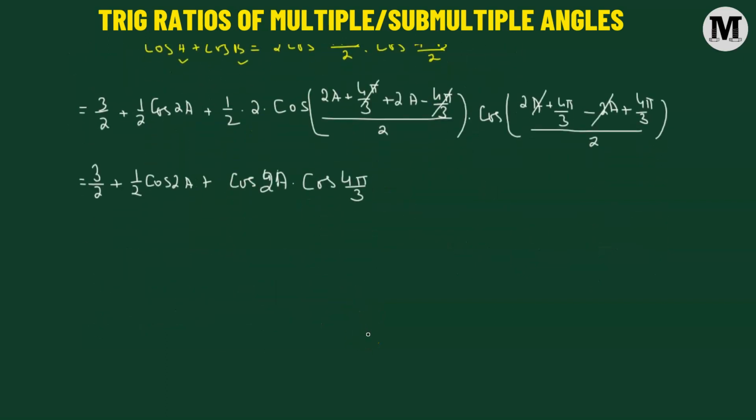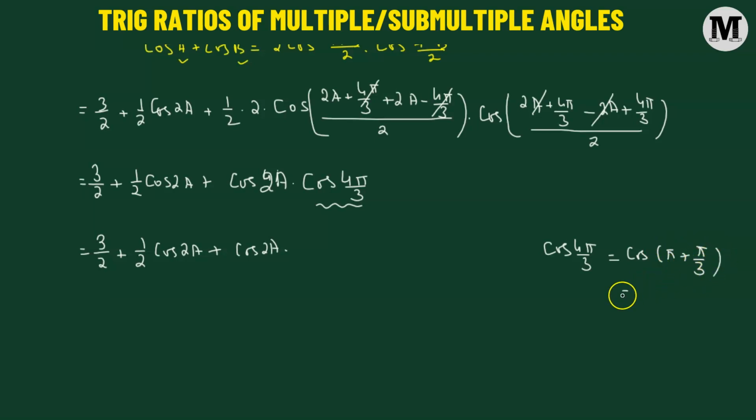Okay, so let's further simplify. Now we have to find out the value of cosine of 4 pi over 3. Let's write down first. So we have 3 over 2 added to half times cosine of angle 2a plus cosine of angle 2a times cosine of 4 pi over 3. So what's the value of cosine 4 pi over 3? Cosine of 4 pi over 3 is simply cosine of (pi plus pi over 3). So pi plus pi over 3 means we have negative cosine of pi over 3. The cosine of pi over 3 is half, so we have negative half.